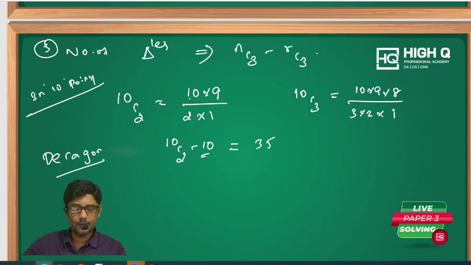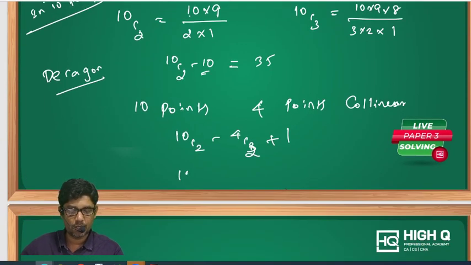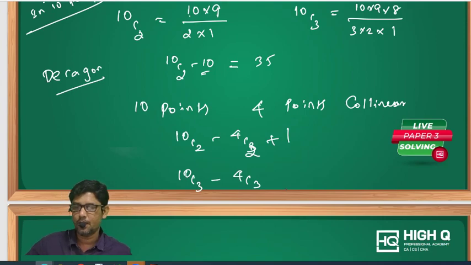Now listen here. If there are 10 points and 4 points are collinear, the number of lines that can be drawn is 10C2 minus 4C2 plus 1. And the number of triangles that can be drawn is 10C3 minus 4C3. Plus 1 will not come. Okay. Yes, the number of lines is nC2.